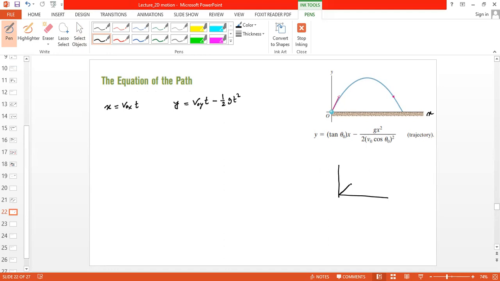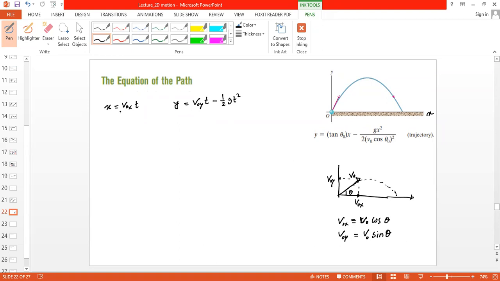Let's say an object is thrown at an angle theta with the x direction, with an initial velocity v naught. Then v naught has an x component, v naught x, and a y component, v naught y. So v naught x is equal to v naught cosine theta, and v naught y, the y component of initial velocity, is equal to v naught sine theta. Okay, so we now know what v naught x and v naught y are.